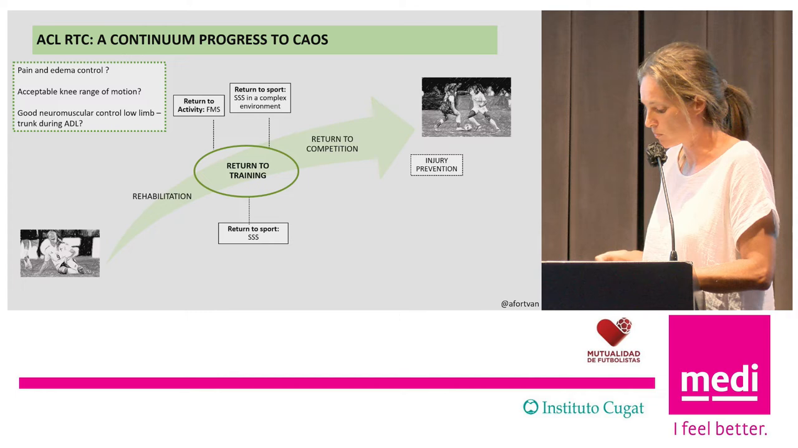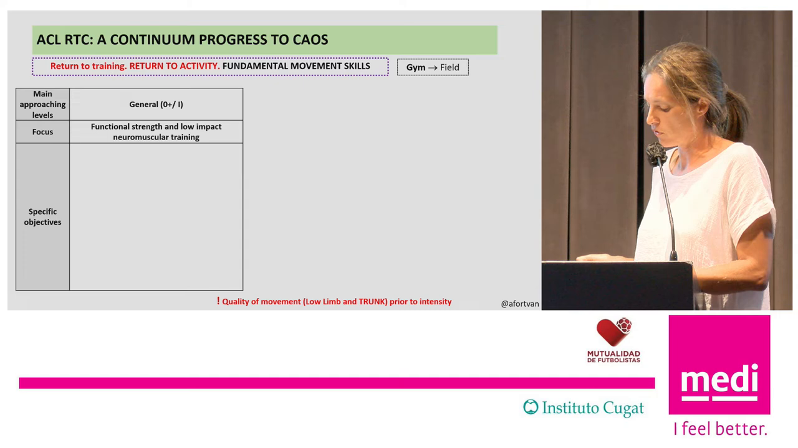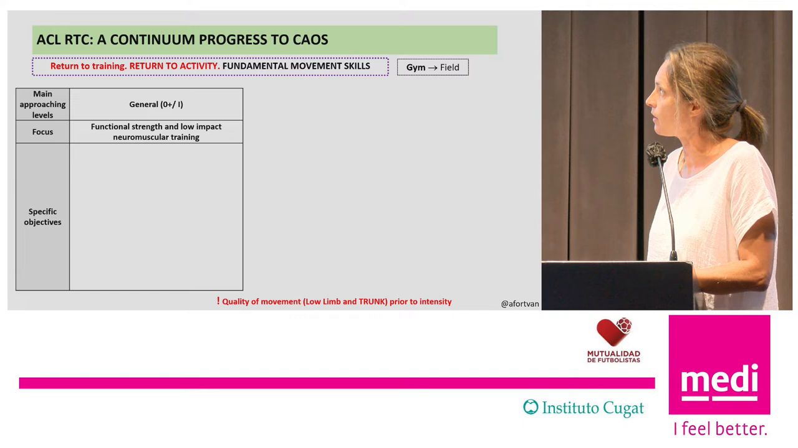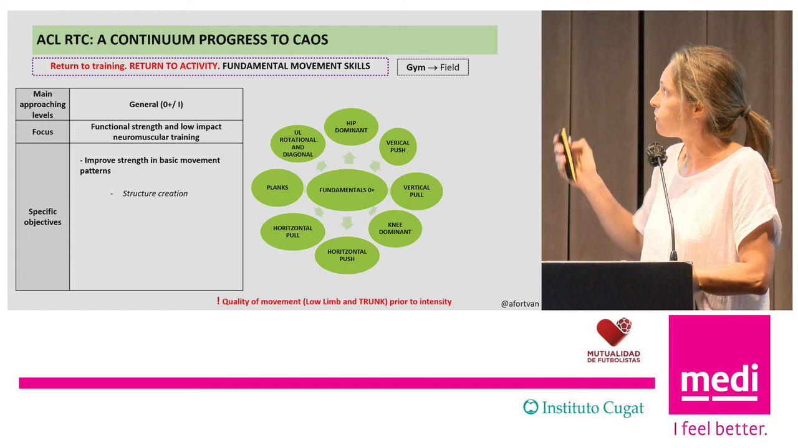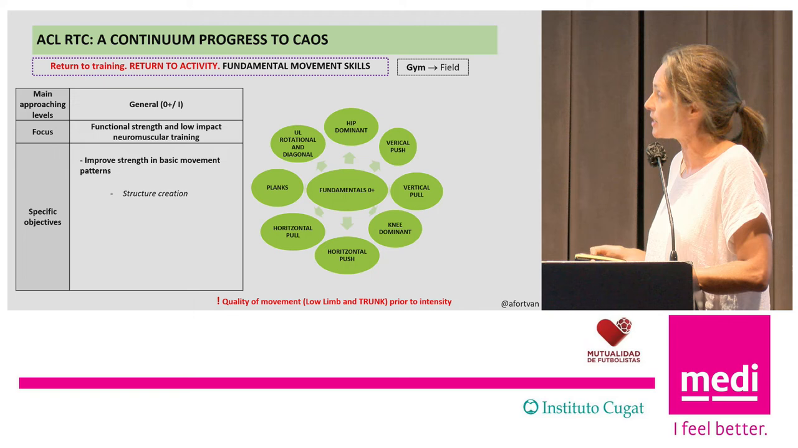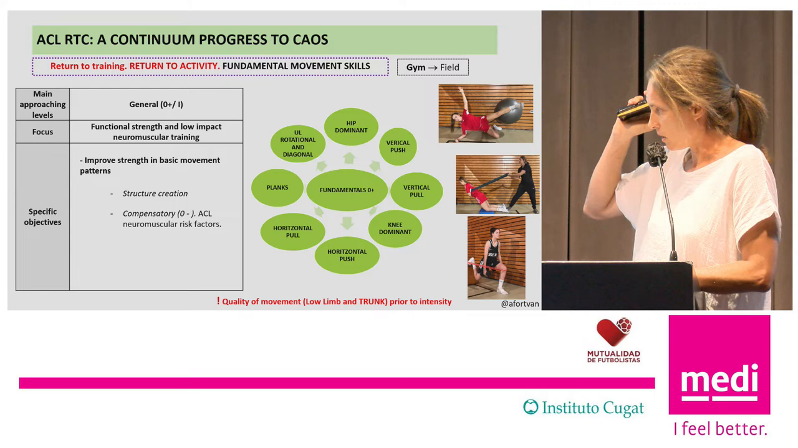So in the return to training level of progression, on a physical level and generally, this phase focuses on improving basic motor skills through both functional strength and low-impact neuromuscular control training. During this phase, the creation of a structure, muscle, tendons, cartilage, with fundamental strength exercise becomes especially important. And don't forget compensatory exercise, specific to ACL neuromuscular risk factors. And always, the key is the quality of movement.